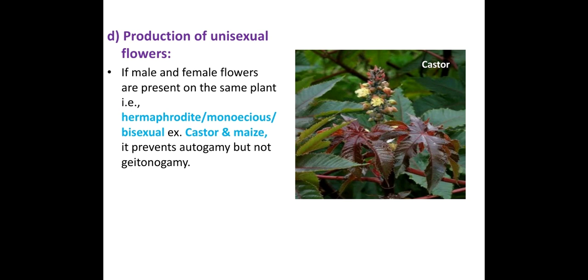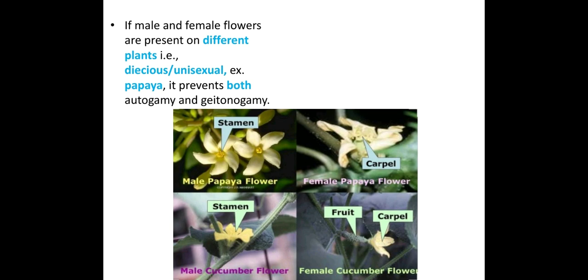Now the second condition: if male and female flowers are present on different plants. Suppose the plants are different here. A male flower is present in one plant and a female flower is present in another plant. This condition is called the dioecious or unisexual condition. That is opposite to the monoecious and bisexual flower. An example is papaya. So here it prevents both autogamy and geitonogamy. Here you can see in the diagram an example of male papaya and female papaya flowers, and male cucumber and female cucumber flowers.